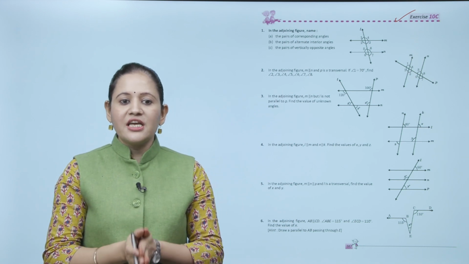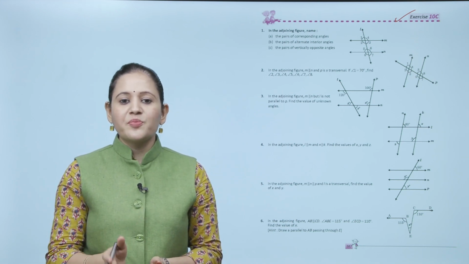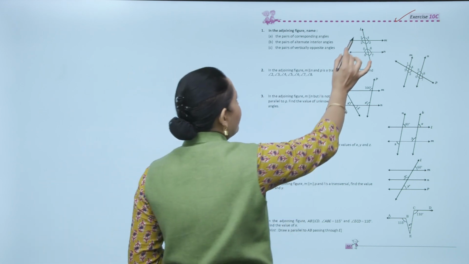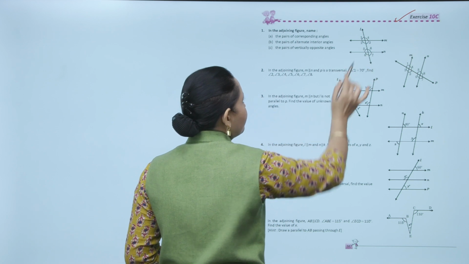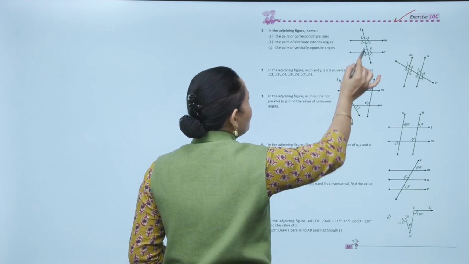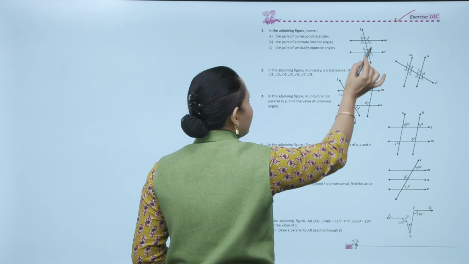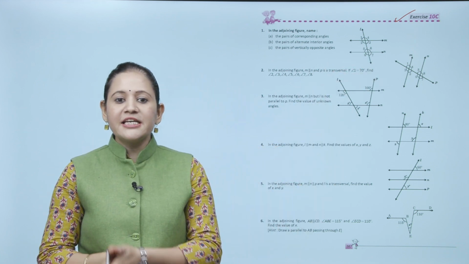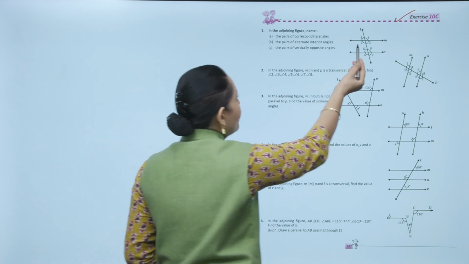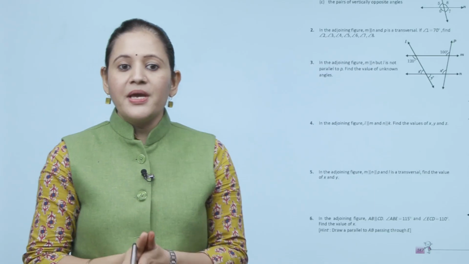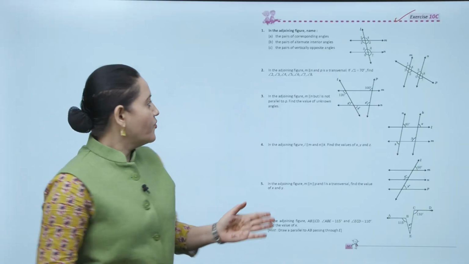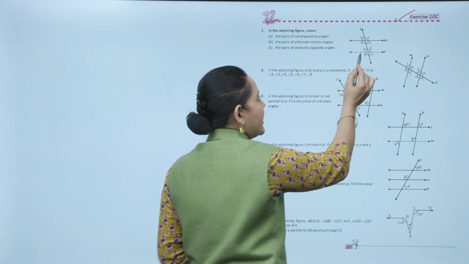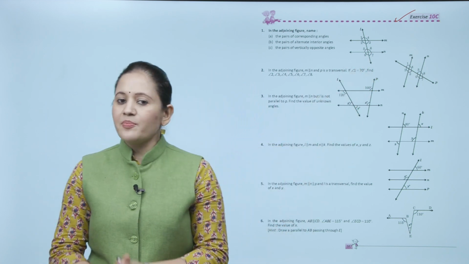In the adjoining figure, name the pairs of corresponding angles. So the corresponding angles are 1 and 5, 2 and 6, 4 and 8 and 3 and 7. Clear? The pairs of alternate interior angles are 2 and 8, 3 and 5. Pairs of vertically opposite angles: 1 and 3, 4 and 2, 5 and 7, 8 and 6. These are vertically opposite angles.